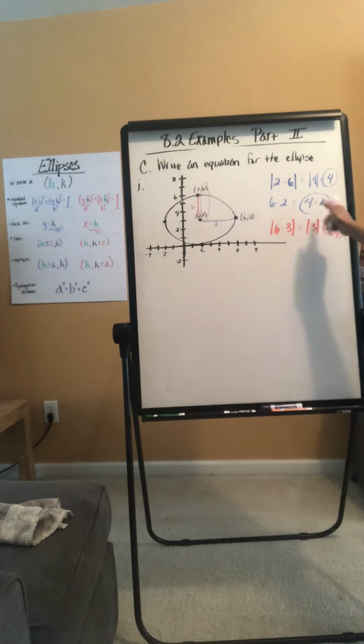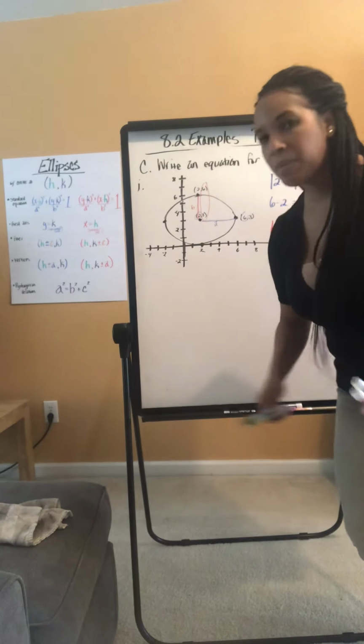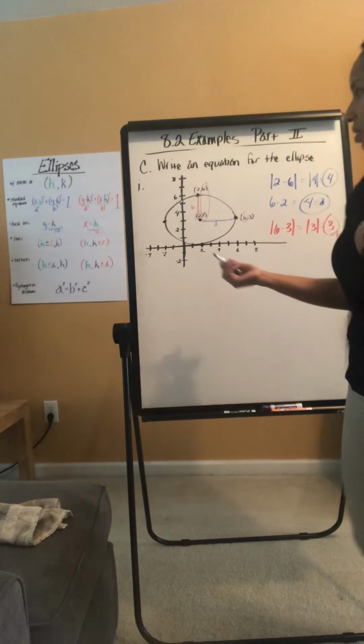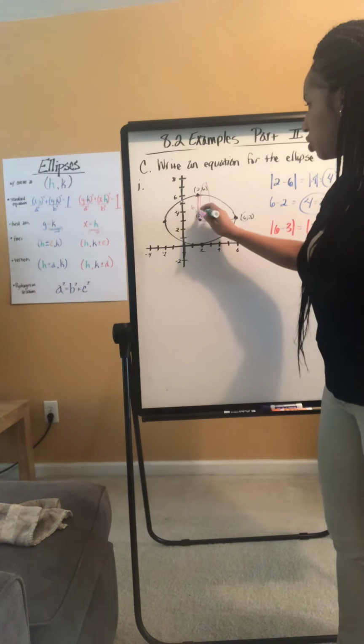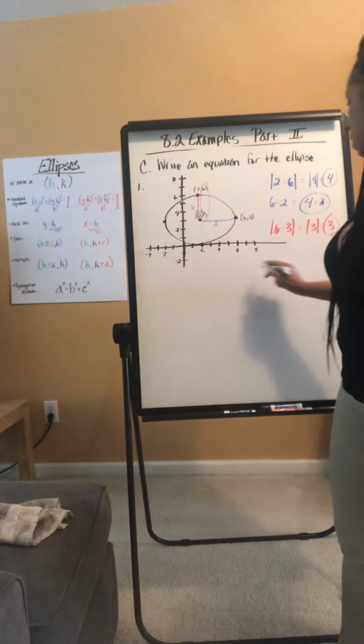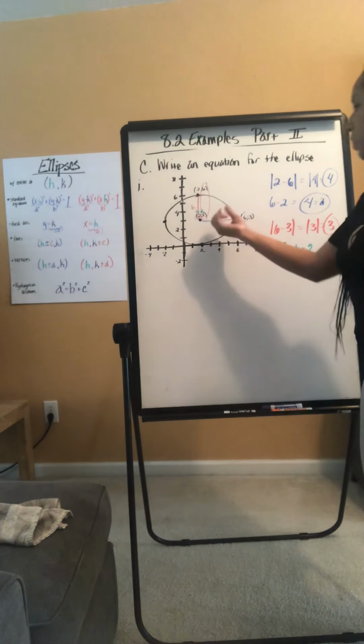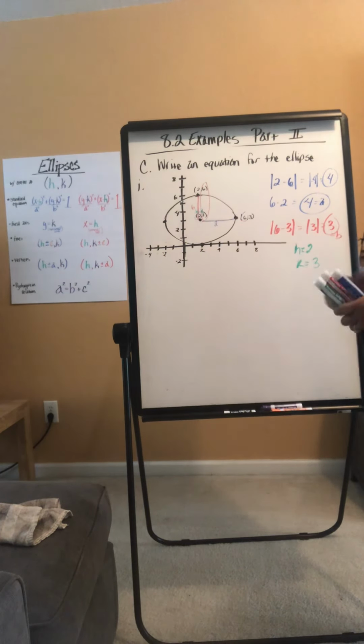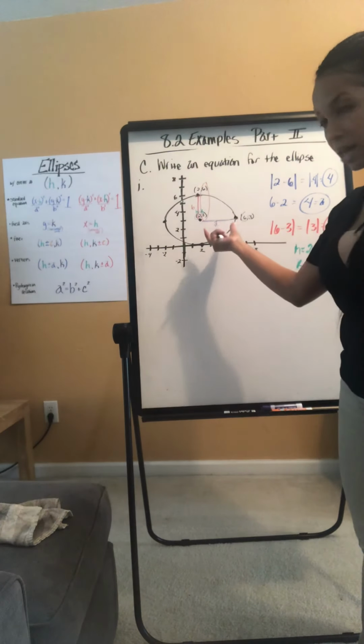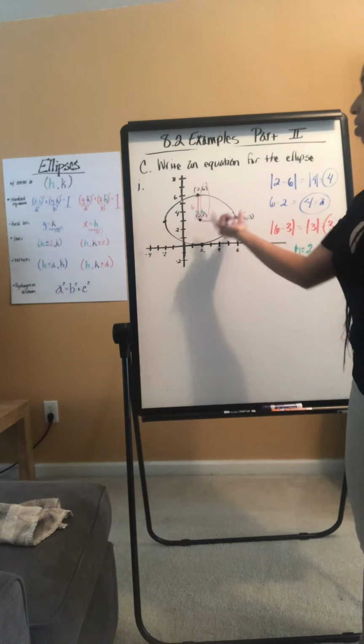All right, so my A is 4, my B is 3. Then I just need my H and my K. My H and my K we know is the center, right? So H is 2 and K is 3. All right. Since we were wider than we were tall, then we're going to start with the X, right? Because it's longer on the X.